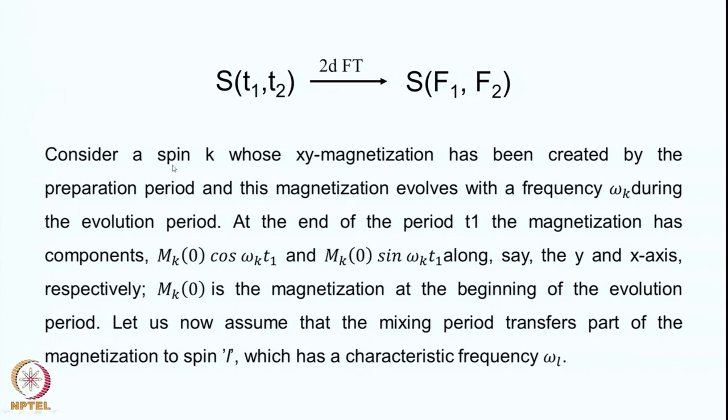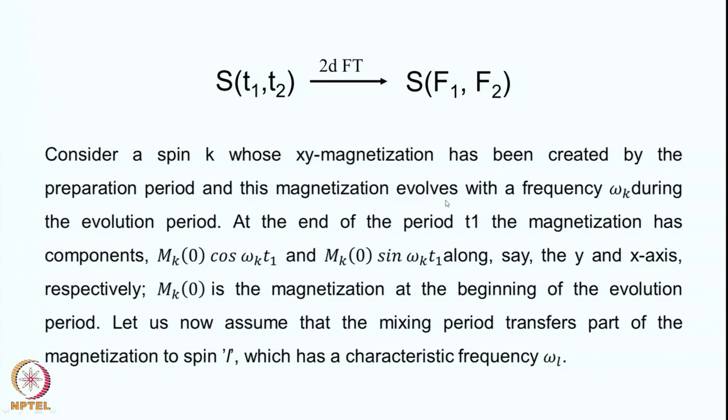Now consider a spin K whose XY magnetization has been created by the preparation period. In the preparation period, what you did is to create a transverse magnetization of the spin K. For example, it could have been IKX or IKY, whatever. Assume that you created the transverse magnetization here.